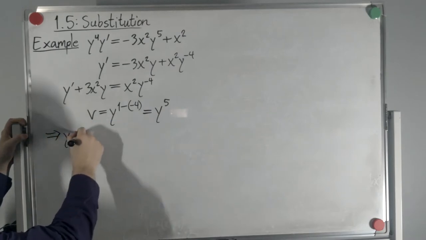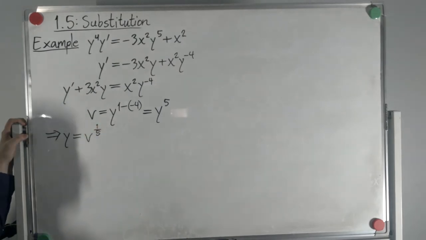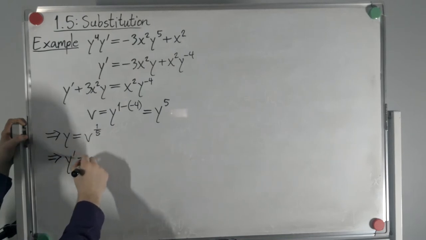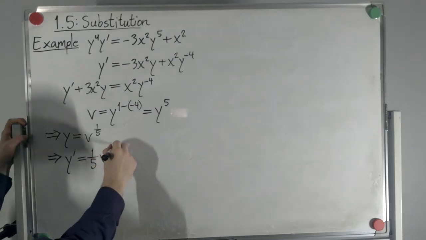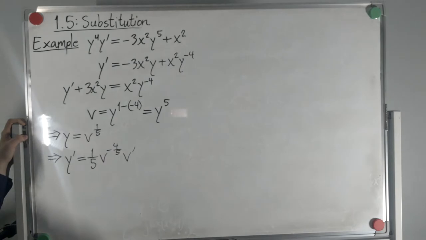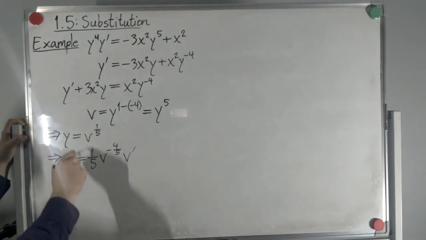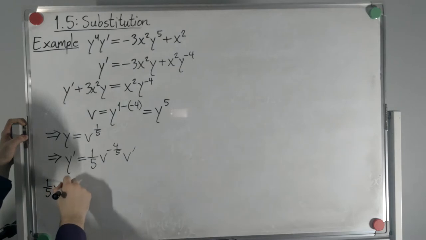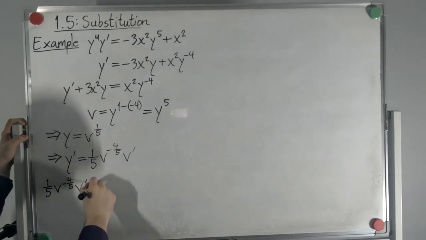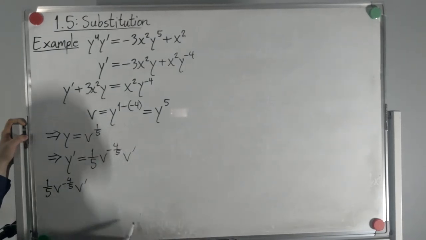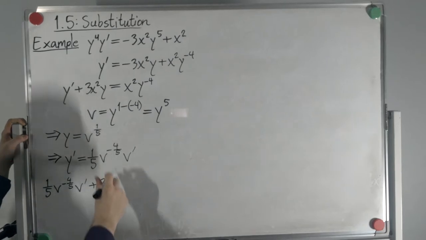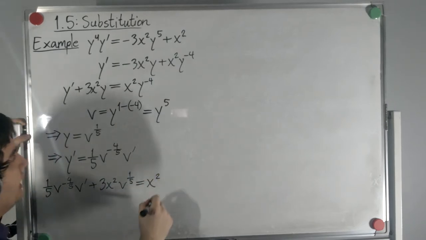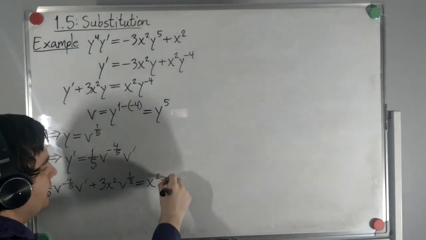That means y equals v to the 1/5. You take the derivative of this, and you get y prime equals 1/5 v to the negative 4/5 times v prime. And then those two pieces of information allow you to rewrite the ODE. Y prime is 1/5 v to the negative 4/5 v prime plus 3x squared times y, which is v to the 1/5, equals x squared times y to the negative 4th, so that's going to be v to the negative 4/5.